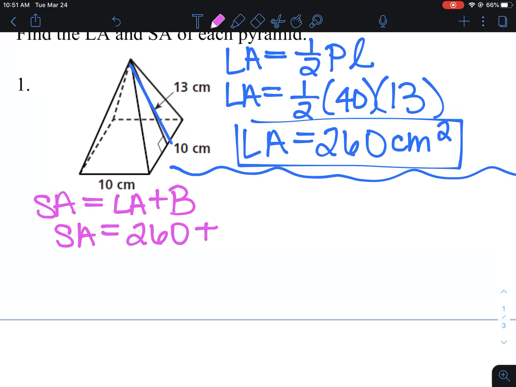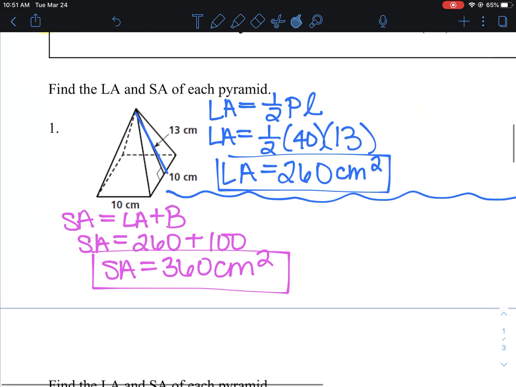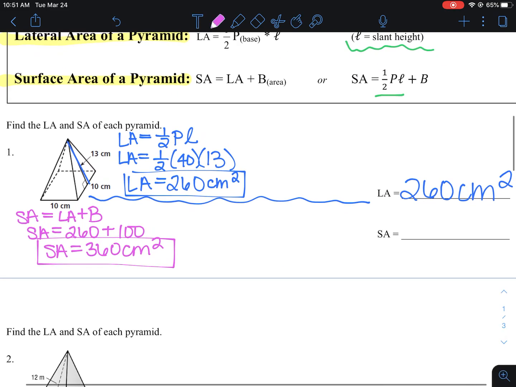That base that you see is a rectangle or square, like we talked about. So remember, to find the area of that base, when we're thinking of just that flat base, two-dimensional, you just do base times height, which would be 10 times 10, which is 100. So our surface area is 360 centimeters squared.